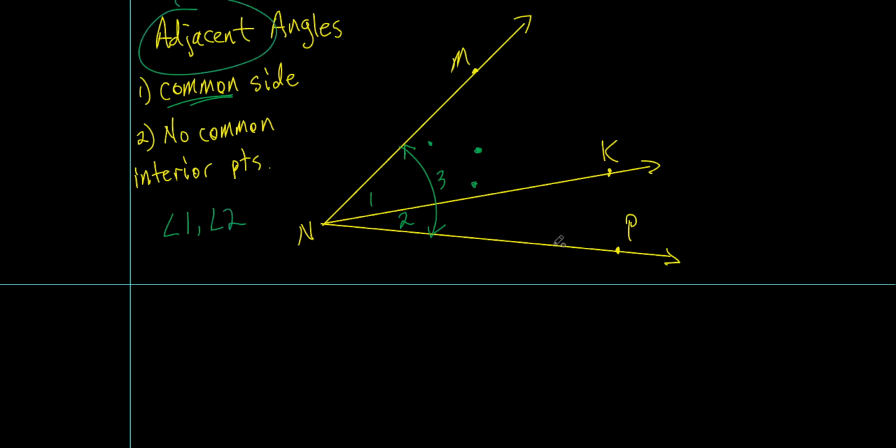What about angle 1 and angle 3? No. Let's take a look at that. Angle 1 and angle 3. Do they share a common side? Yes. Angle 1 is this one right here. Angle 3 is this big one. What's the common side that they share? Ray NM. This one. They both share this side right there. But listen. Are there any common interior points? Yes, look. All of these points right here. They're in angle 1, and they're also where? In angle 3. Okay. So that's what that means.